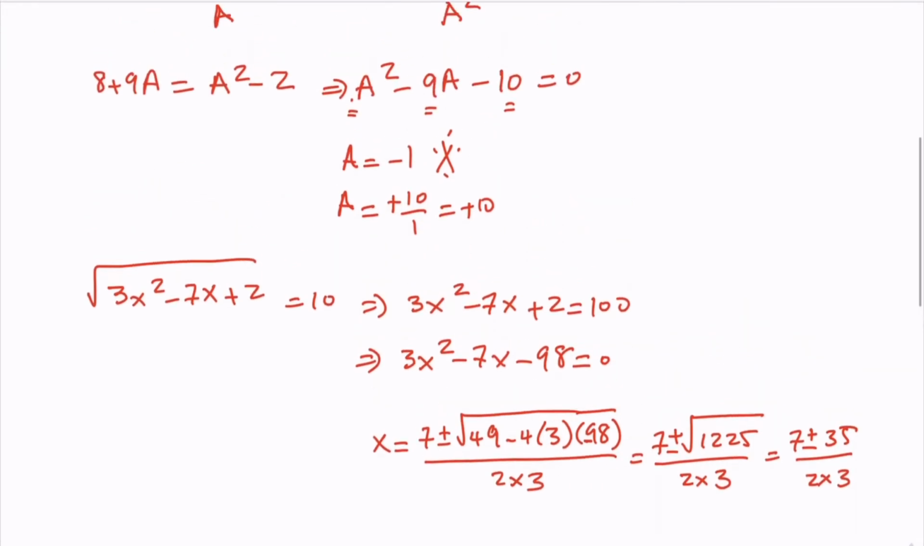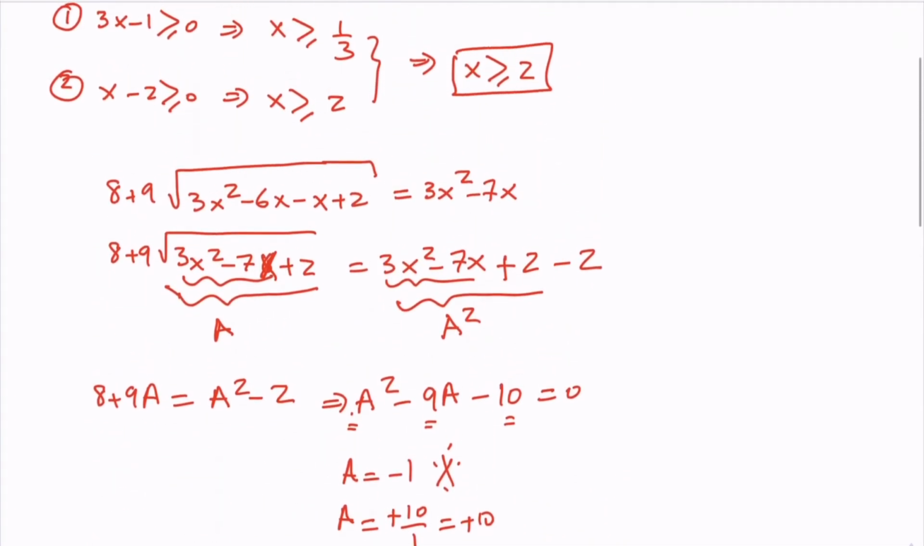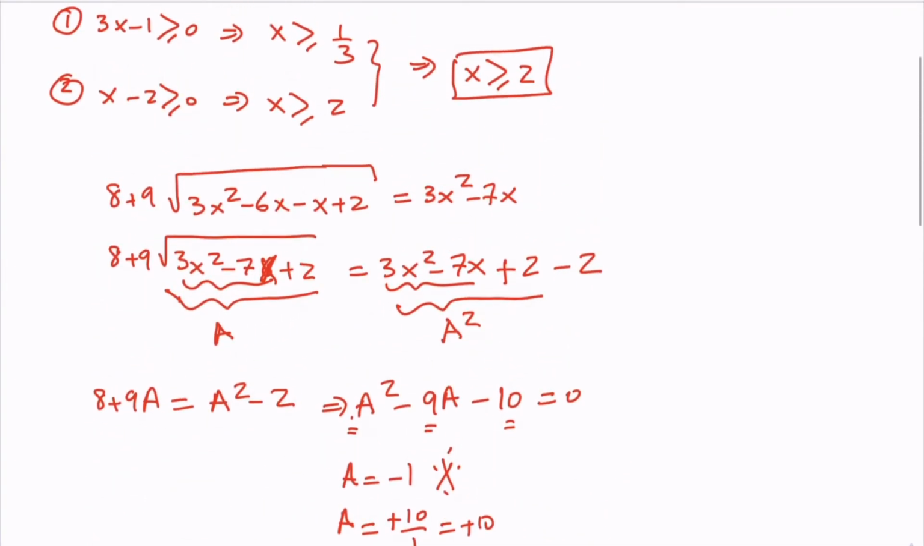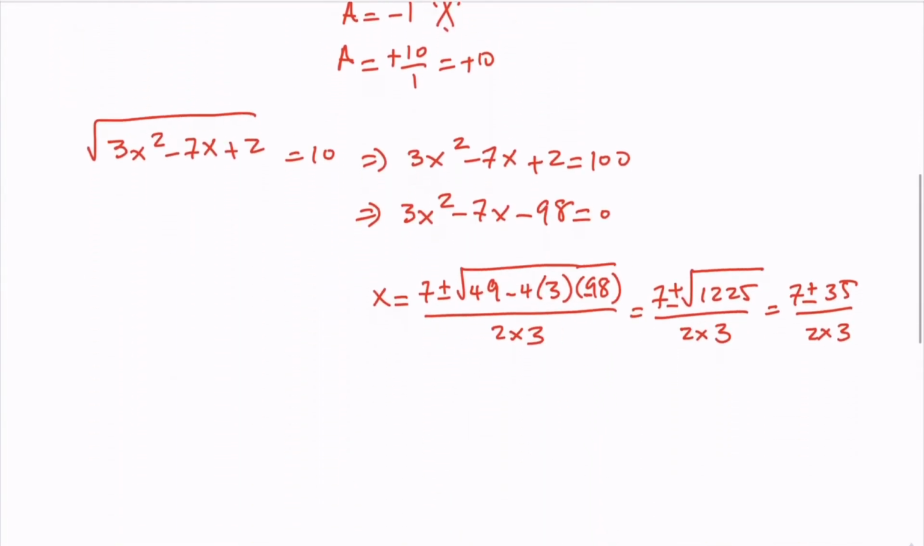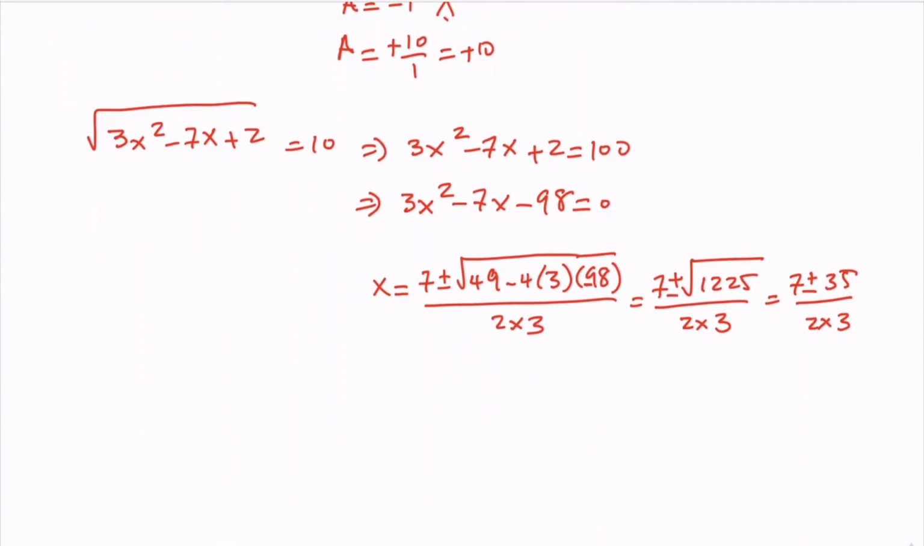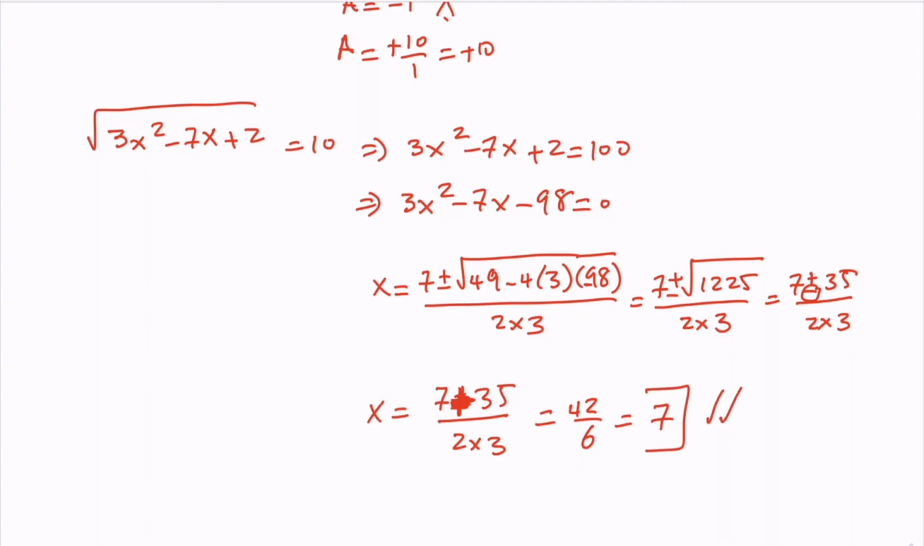Now from the beginning where we found the valid range for x, we decided that x has to be greater than or equal to 2. So the root with the negative sign here is not going to be acceptable because it's a negative number. Therefore, x will be 7 plus 35 divided by 2 times 3, and that will give us 42 divided by 6, which is 7. And since 7 is greater than 2, it's a valid answer and the root of the equation.